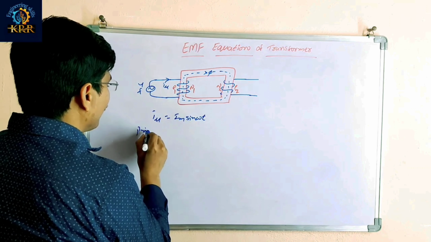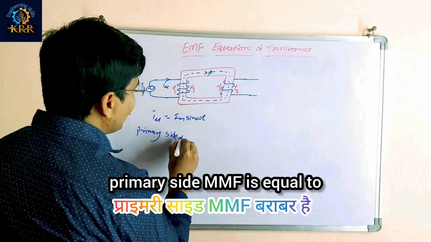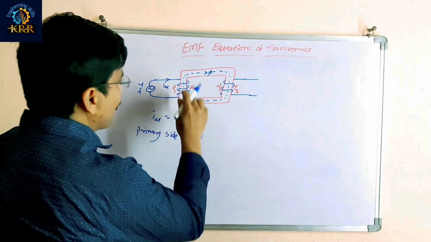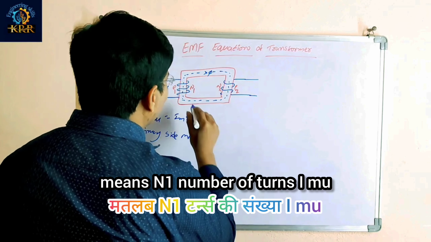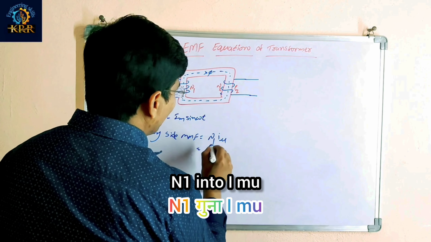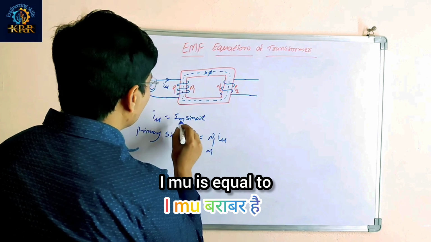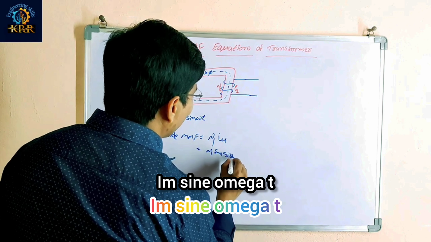On the primary side, MMF is equal to N1 times I mu. N1 I mu is equal to N1 Im sin omega t.